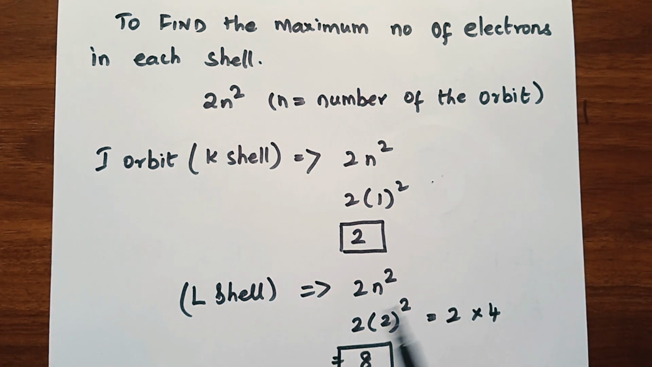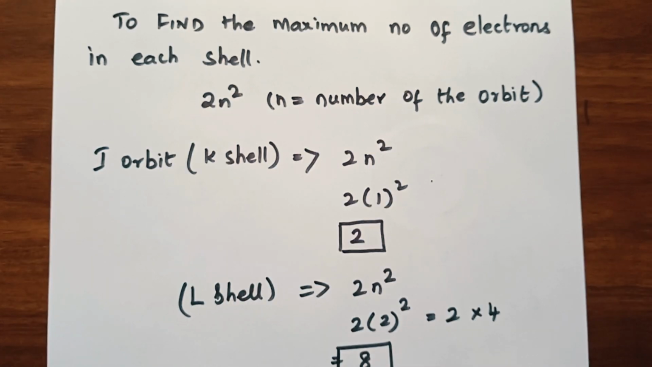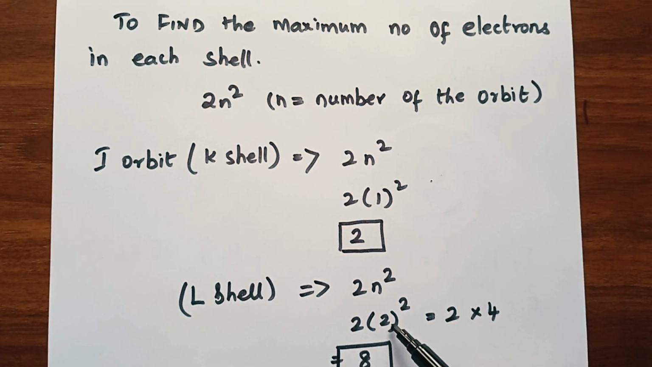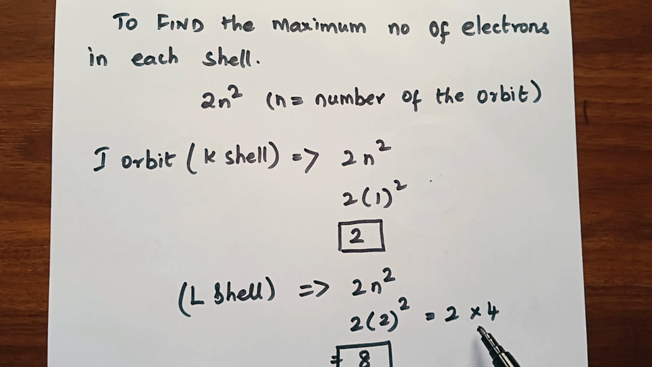Then for the L shell, it is the second orbit or second shell. So for n we substitute 2. So 2 into 2 squared is 2 into 4, which is 8. So the maximum number of electrons which can occupy the L shell is 8.